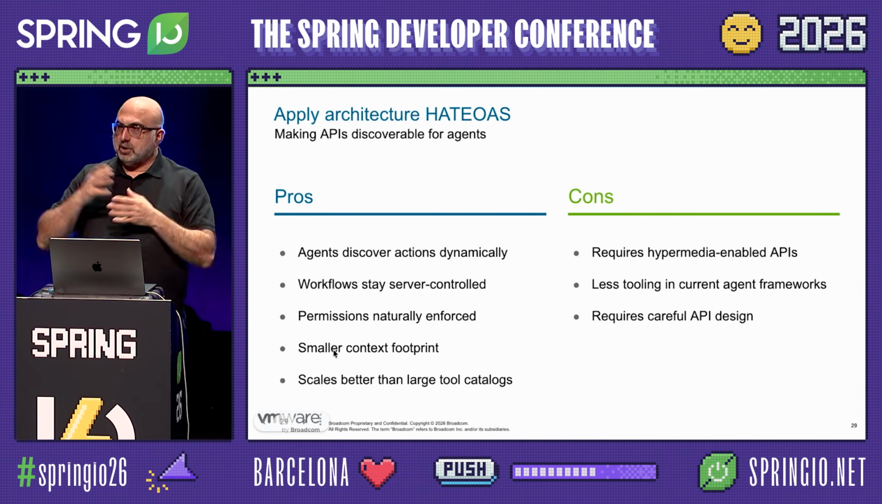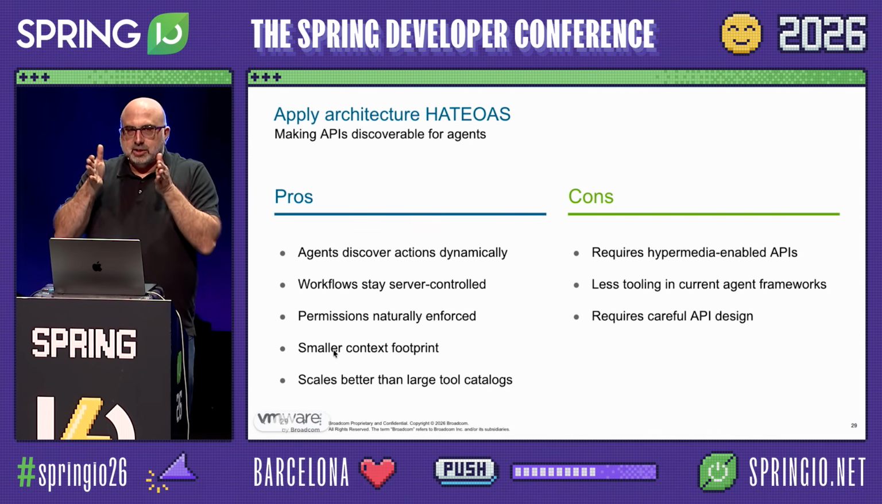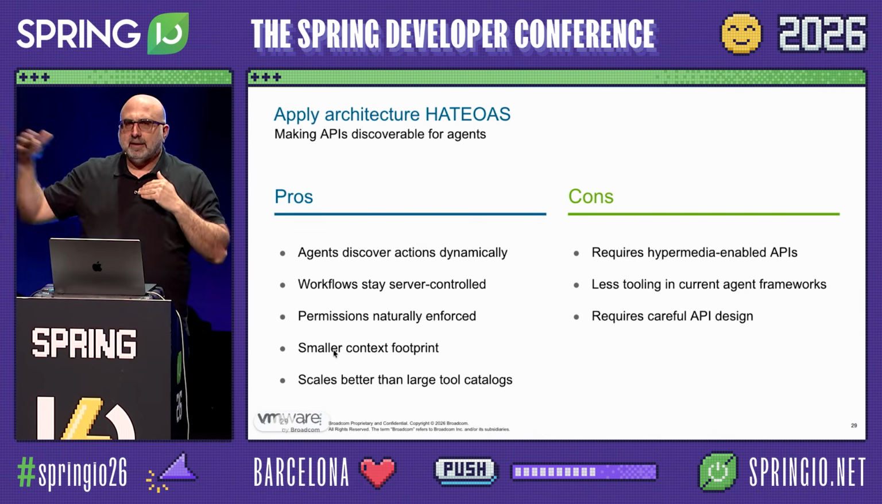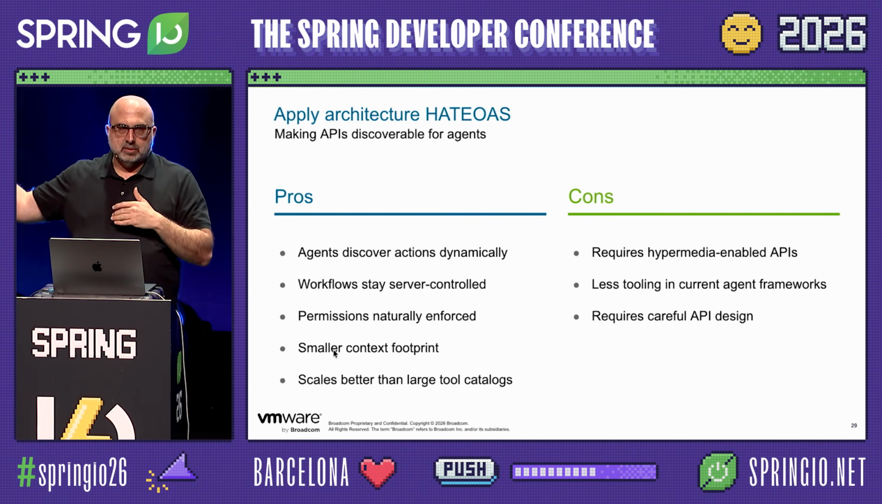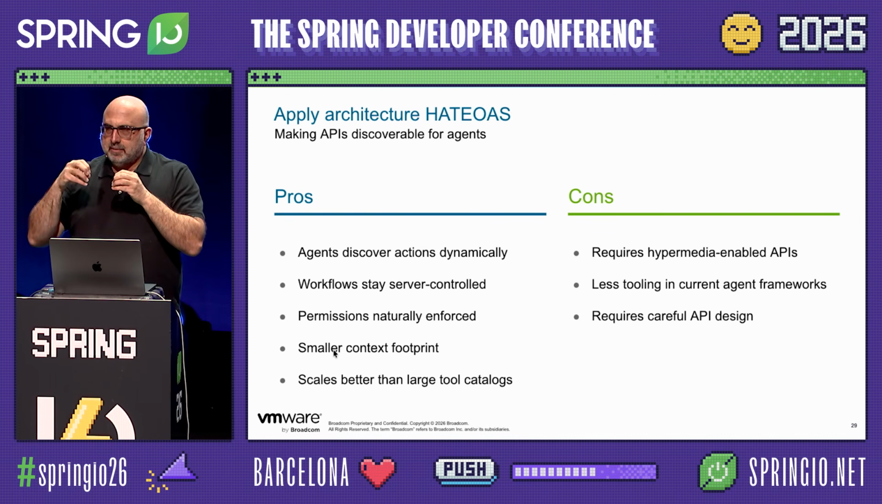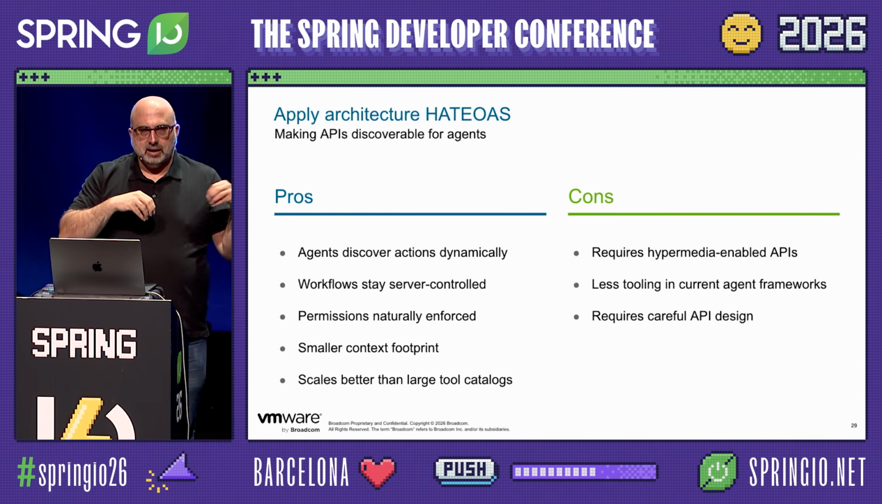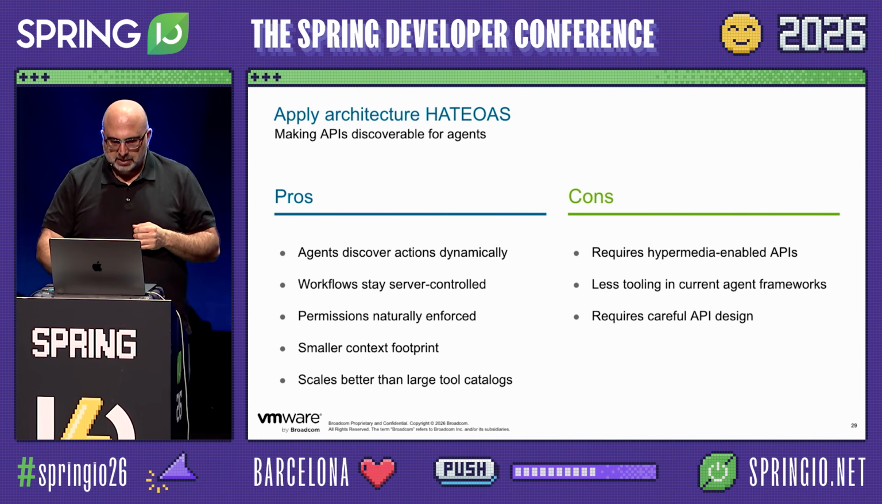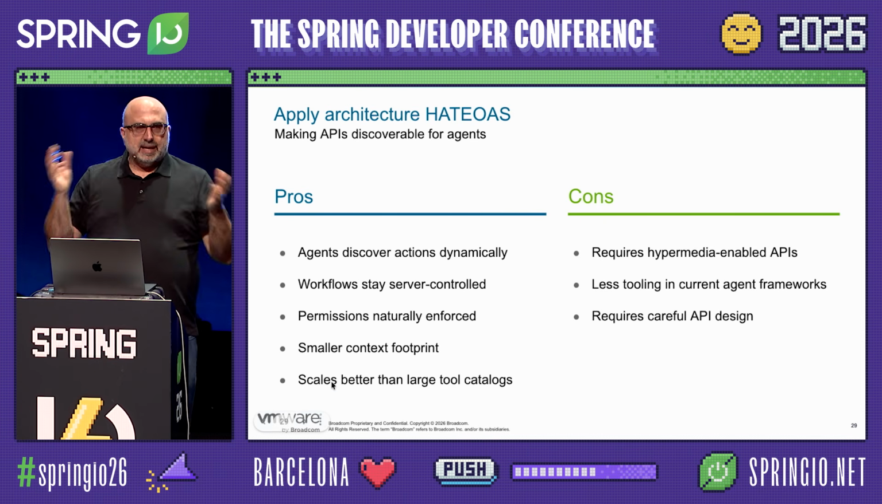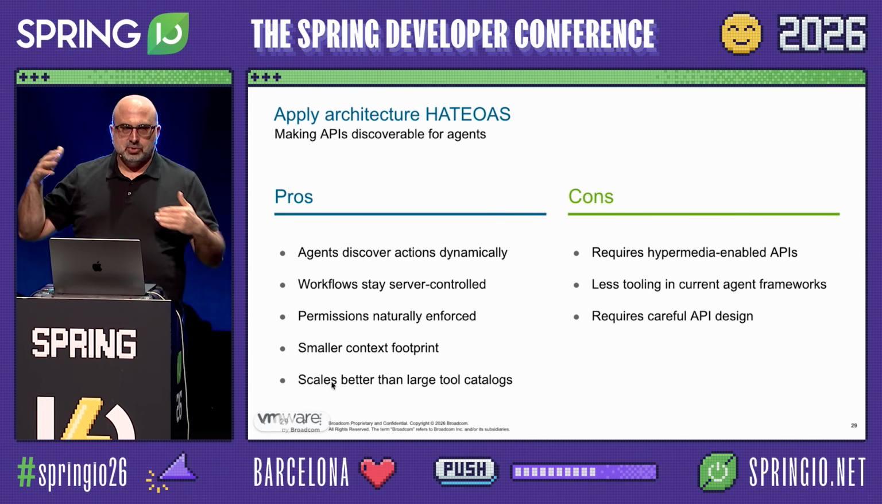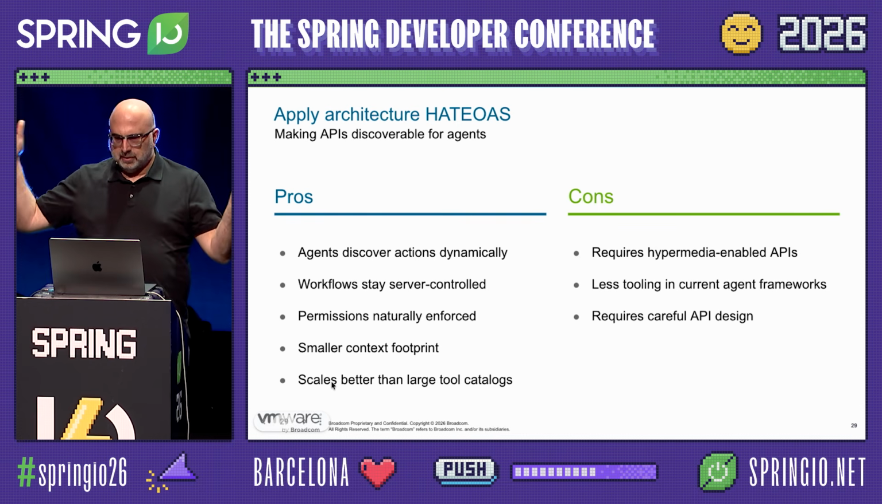Permissions, you have a smaller context footprint because you're squeezing and just returning what you need. I don't have to return all 50 fields that Open Bank project returns. I can customize it for what I currently need for this particular use case. And it scales much better than having to do a tool search tool and have hundreds of tools.